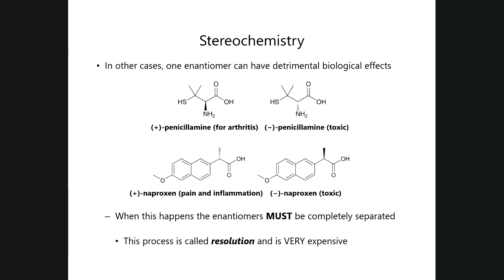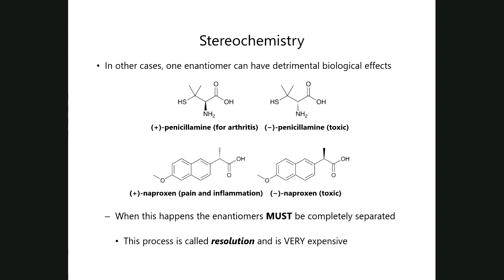If you look at the other classes of drugs that are out there, in some cases, what happens is that one enantiomer is toxic and deadly. And of course, that one has to be 100% or as close to 100% removed as you can, right?